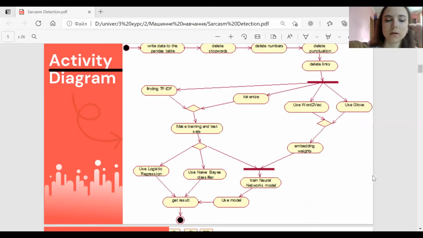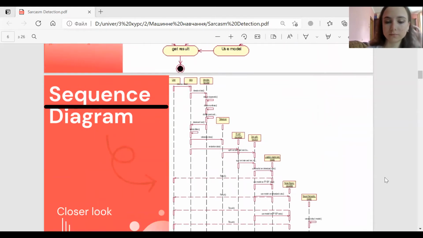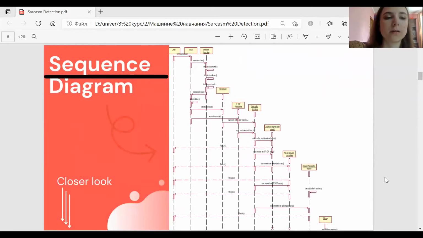At the same time, processed data is used for embedding weights using GloVe and Word2vec methods. Using weights and tokenized data sets, it trains neural networks for sarcasm detection. And as well, the default neural networks will be trained. Default means that one neural network will not have any weights. The following diagram better shows everything with time, the sequence diagram.